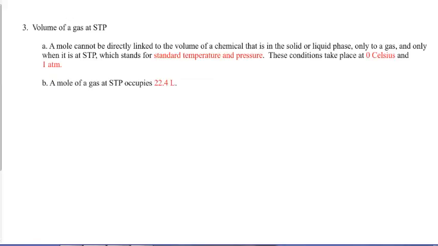The last part of the mole map is the volume of a gas at STP. Moles cannot be directly linked to the volume of a chemical that is a solid or a liquid, only to a gas, and only when it is at STP. STP stands for standard temperature and pressure. These conditions take place at 0 Celsius, so that's our standard temperature, and 1 atmosphere is standard pressure. A mole of gas at STP occupies 22.4 liters. So that's the third part of our mole map.